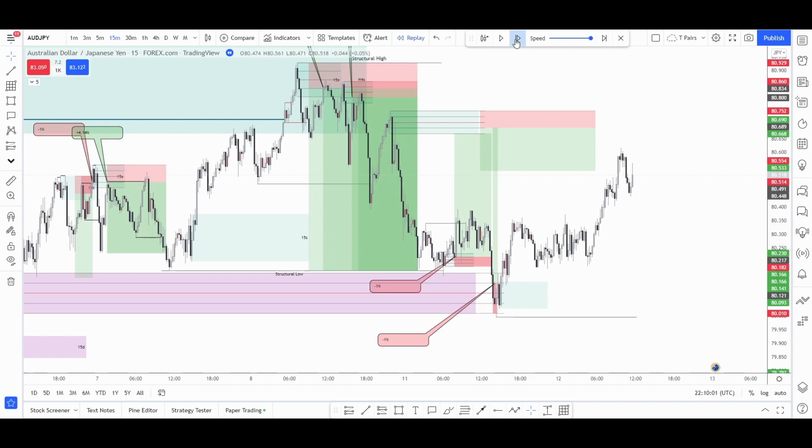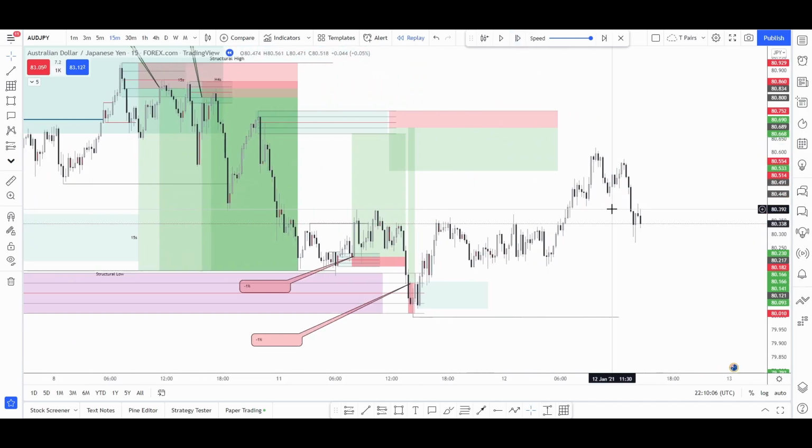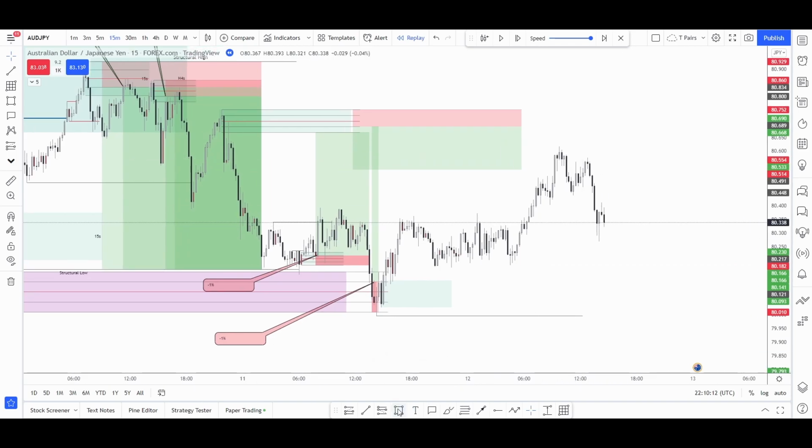No way. Looks like I've missed a few clangers there. Oh, or not. But I have missed an opportunity. Oh well, right. While I was clicking away too fast, there was another order block right here.